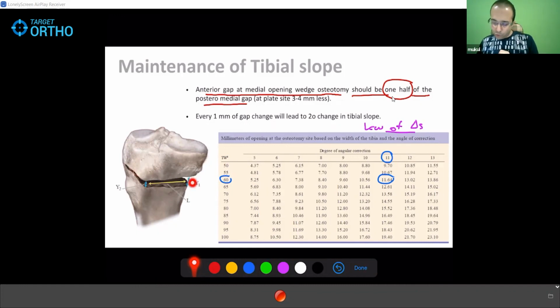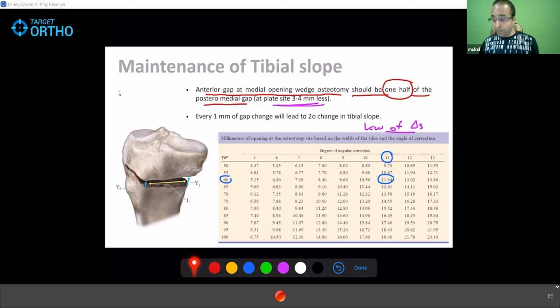So you know from that Cosino formula what this gap should be at the posterior medial cortex. The anterior gap has to be half of it. Only then will you be able to maintain the normal tibial slope. Normally it is very difficult to measure these two gaps, right at the back and right at the front, and compare them. We are generally concerned with the gap at the plate side. So whatever gap you keep, at least where you are placing the plate, keep 3 to 4 mm less gap. This is a local variation kind of method.